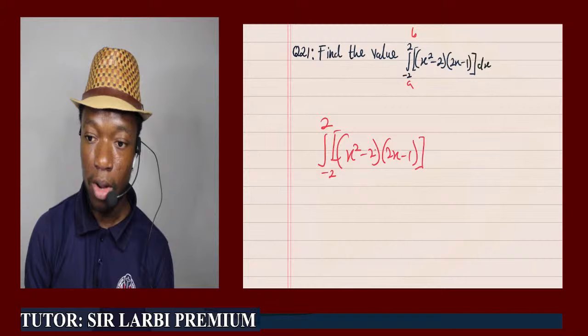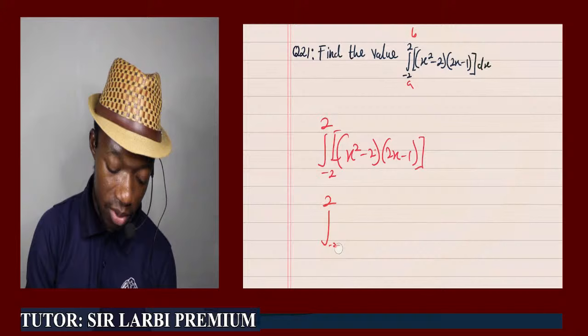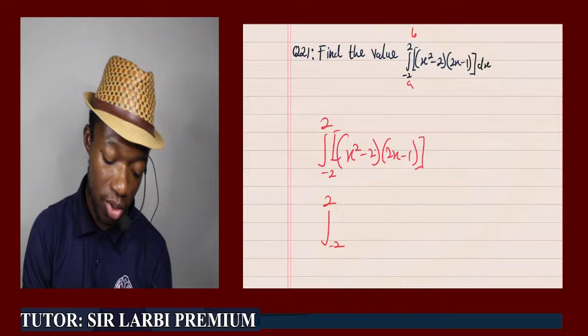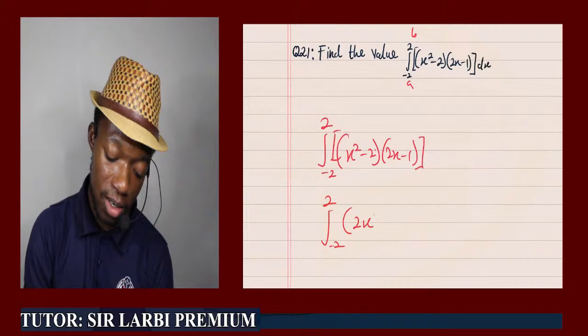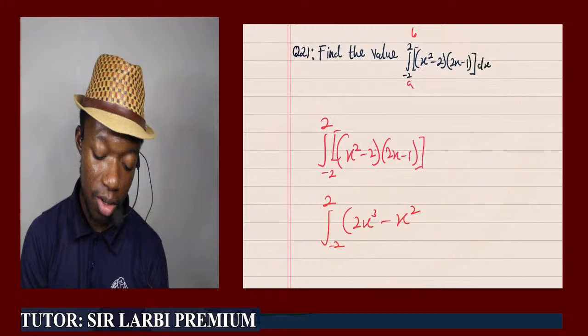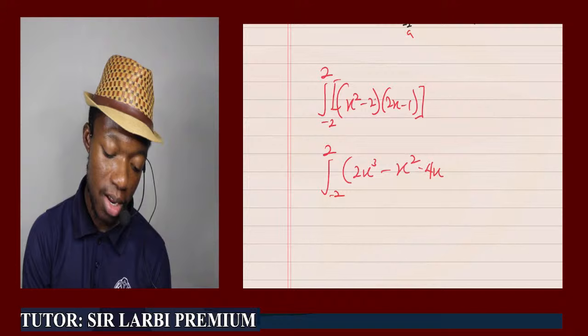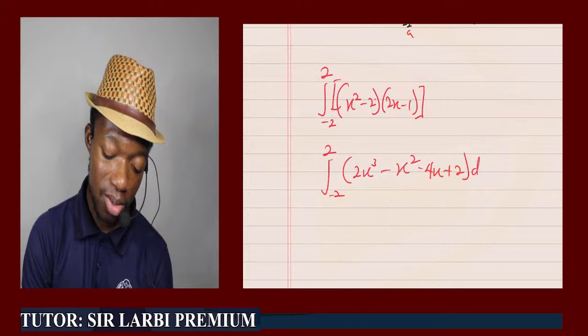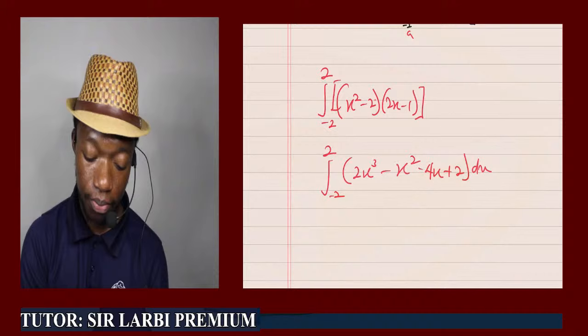So what do we do? Let's expand. We have the integral from negative 2 to 2. We expand: x squared multiplying 2x, you're supposed to get 2x cubed, law of indices. Then x squared multiplying negative 1 gives negative x squared. Then negative 2 multiplying 2x gives negative 4x. Negative 2 multiplying negative 1 gives plus 2. Bracket closed, dx.